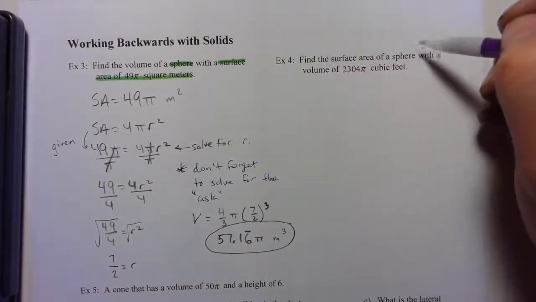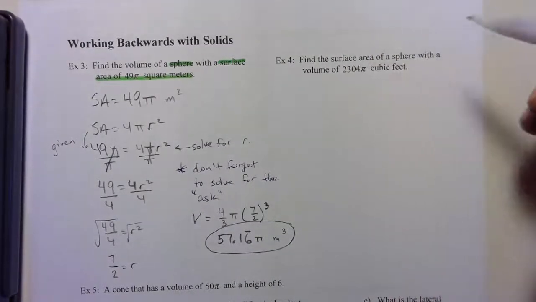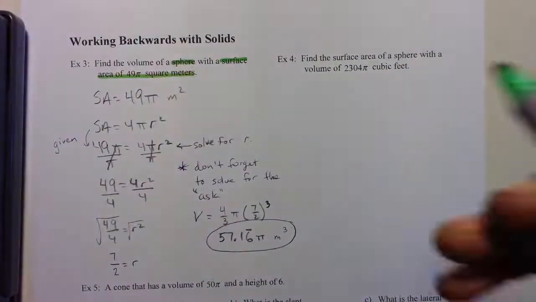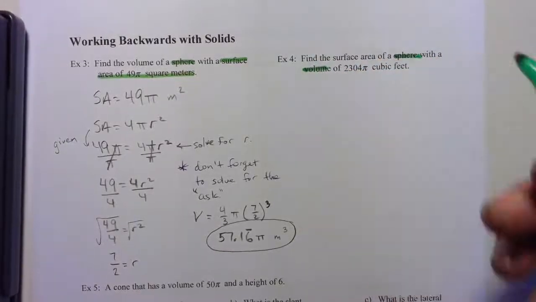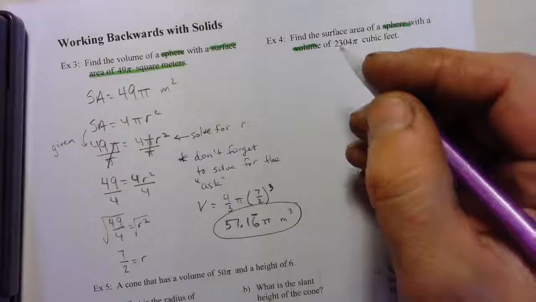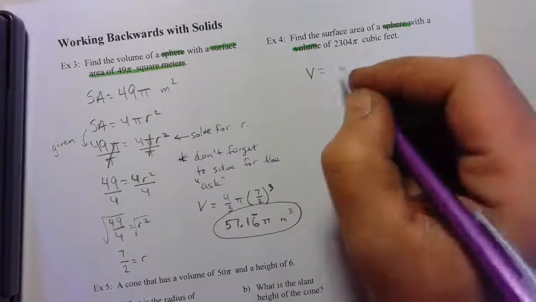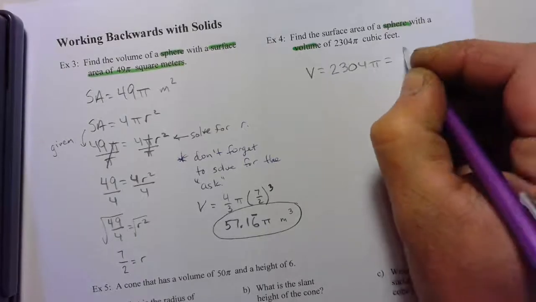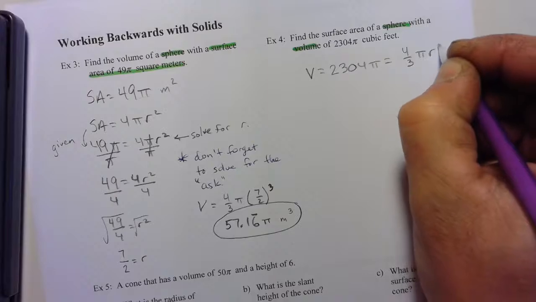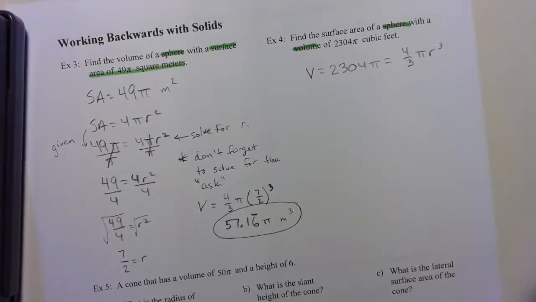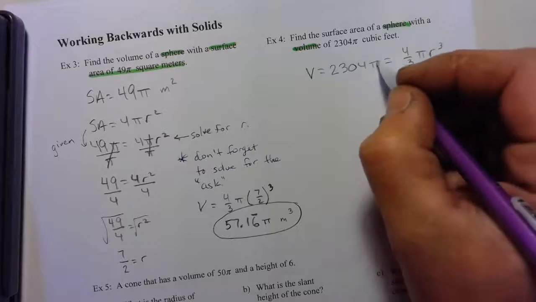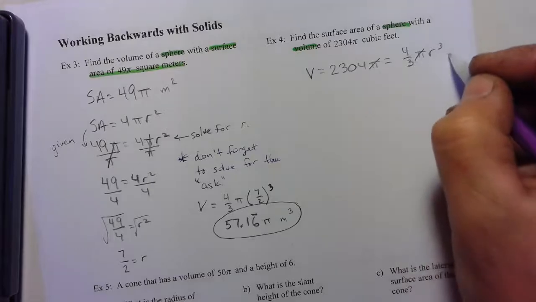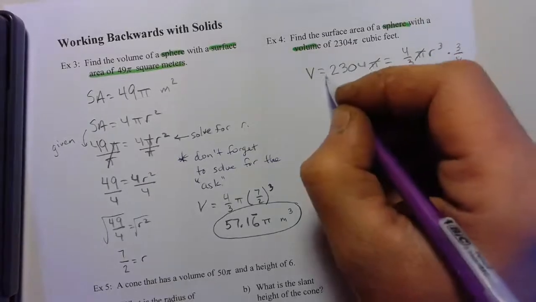Now, find the surface area of a sphere with a volume of 2304 pi cubic meters. The given information is that I am given a volume, and it's a sphere. So that volume is 2304 pi, and we find the volume by doing 4/3 pi r cubed. I can see the pi's cancel first, so I'll get rid of that. To cancel out the 4/3, I'm going to multiply both sides by 3/4.